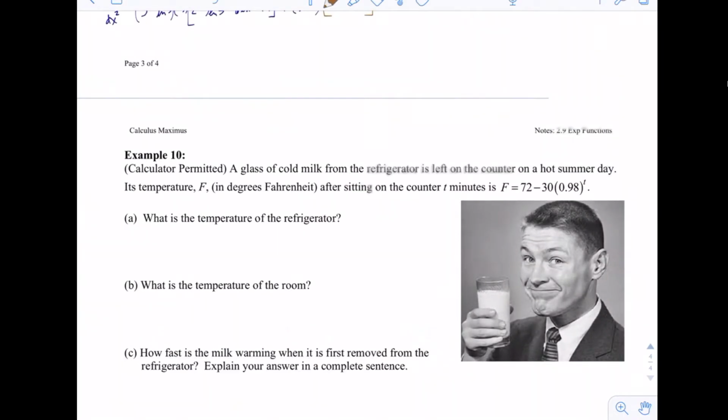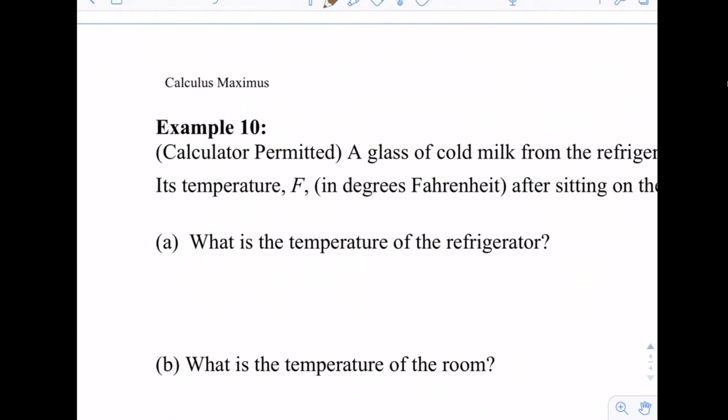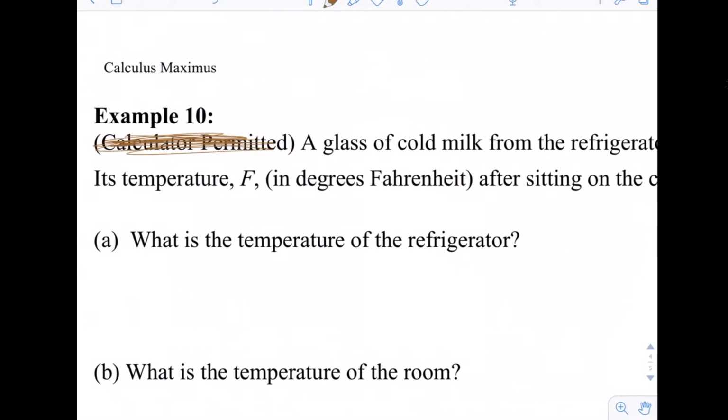Now, let's look at this example. It says calculator permitted, but you know what? I'm going to hold off on the calculator until absolutely needed. So let's treat this problem as if it were a free response without a calculator, and then we'll talk about what to do if you did have the calculator the whole time. Step 1 is going to involve reading, right?